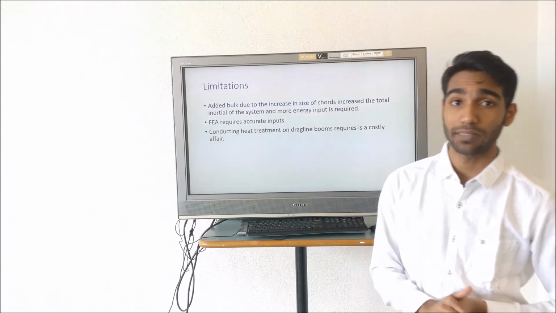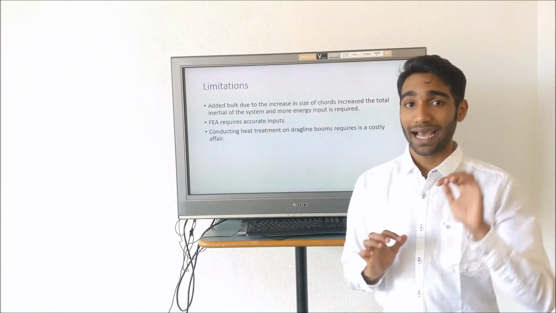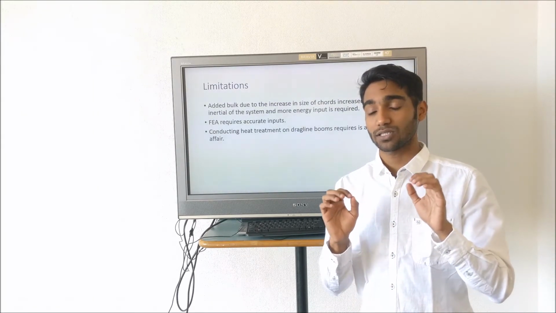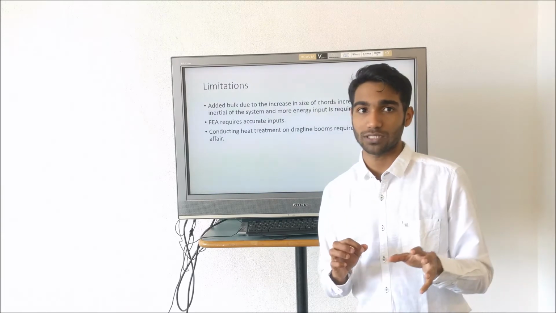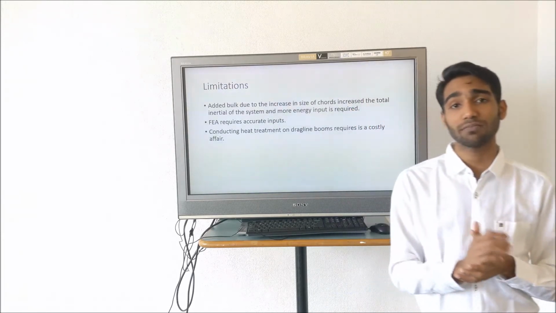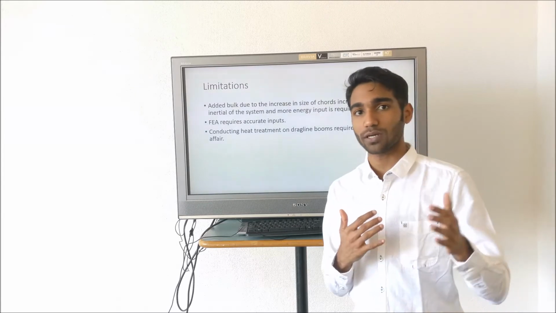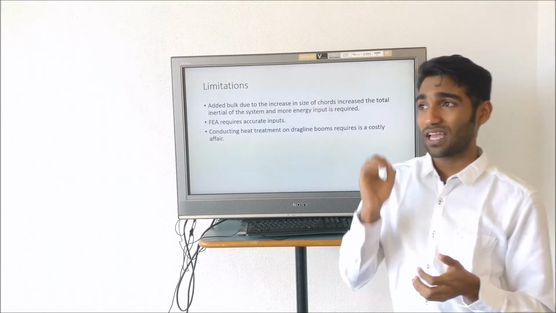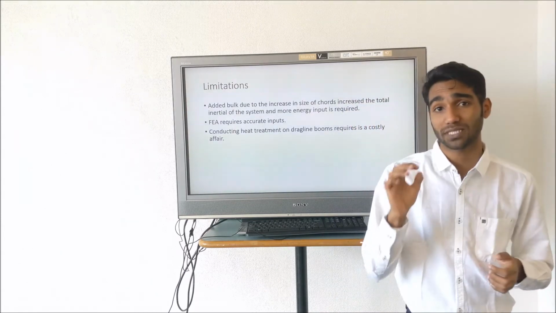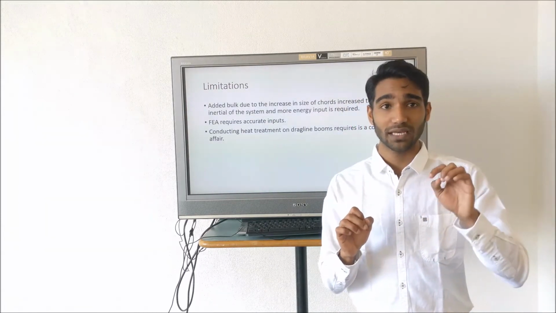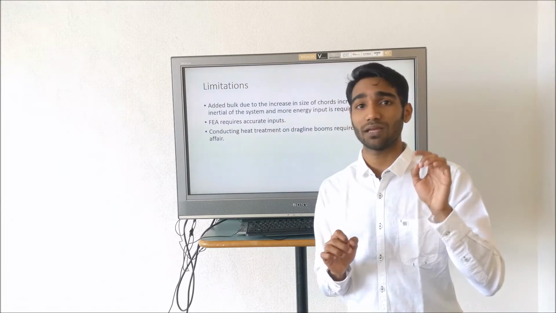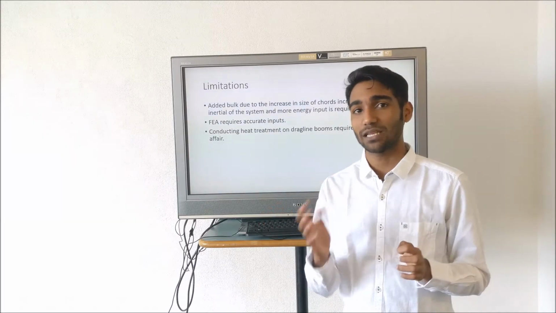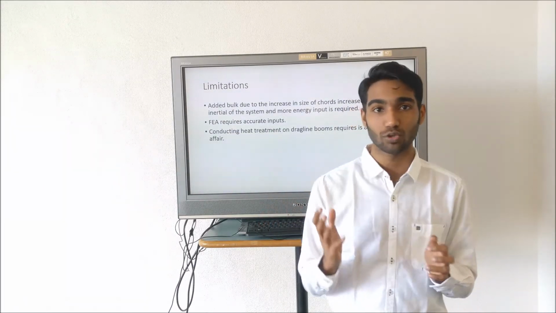Now speaking about the limitations of the system. As the main core thickness increased, it added a significant amount of bulk to the system. So the total inertia of the system went up, and the input energy required to overcome this inertia of mass was quite high. Also, the FEA analysis carried out required precise data inputs. If any of the inputs varied even by a small quantity, it would affect the design of the dragline boom and can easily weaken the structure as proposed by the new design.